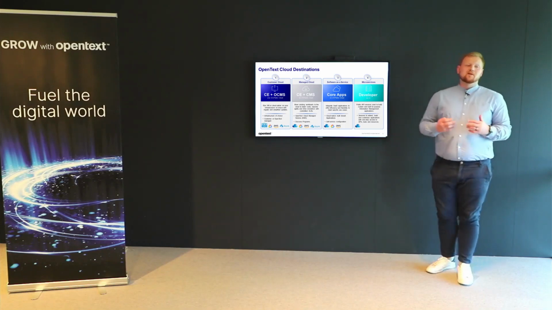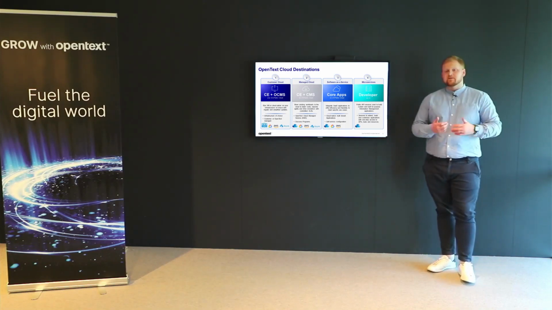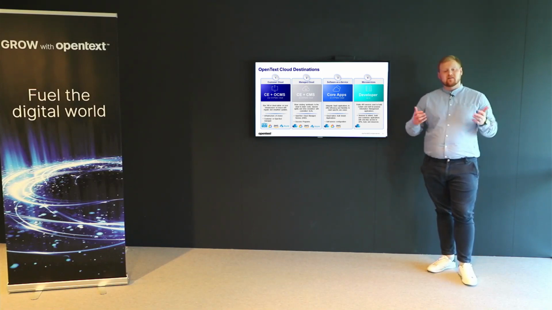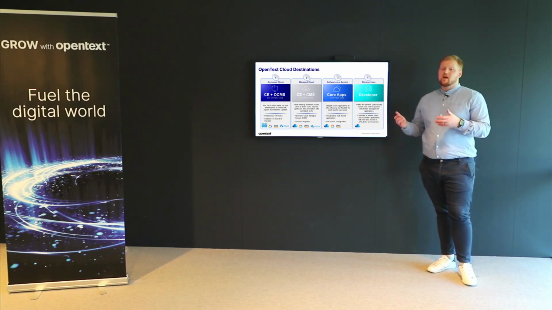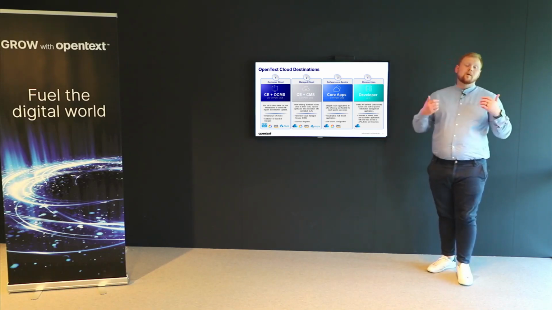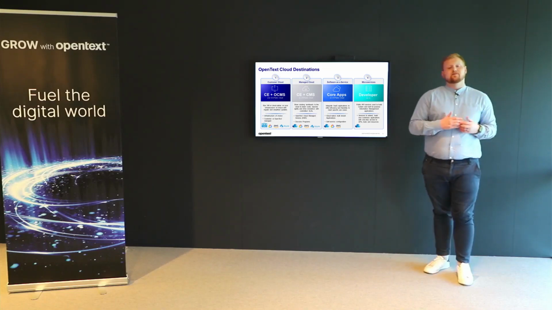OpenText has 4 different cloud destinations. The first destination is the customer cloud, which is just a fancy way of saying we're going to be selling you a license. So you can deploy it in your own data center, you can deploy it in your own hyperscalers. And if you want, we can offer you our managed service on top of it. But you as the customer are responsible for the infrastructure.